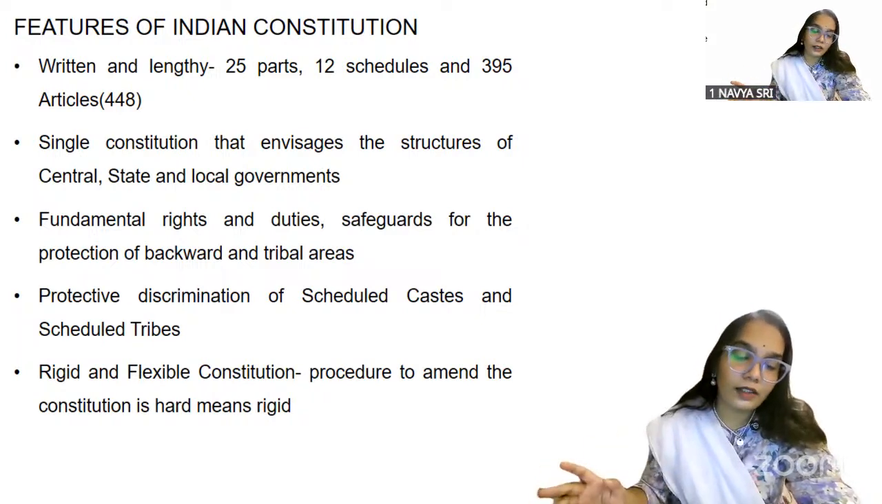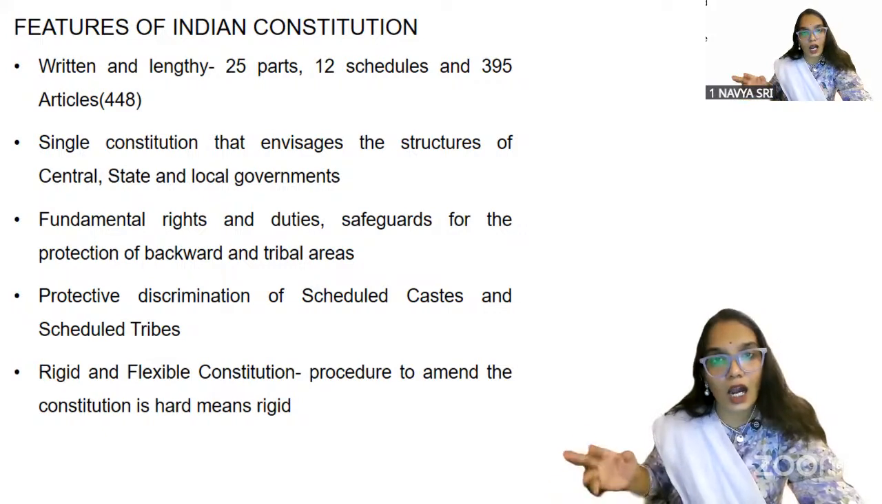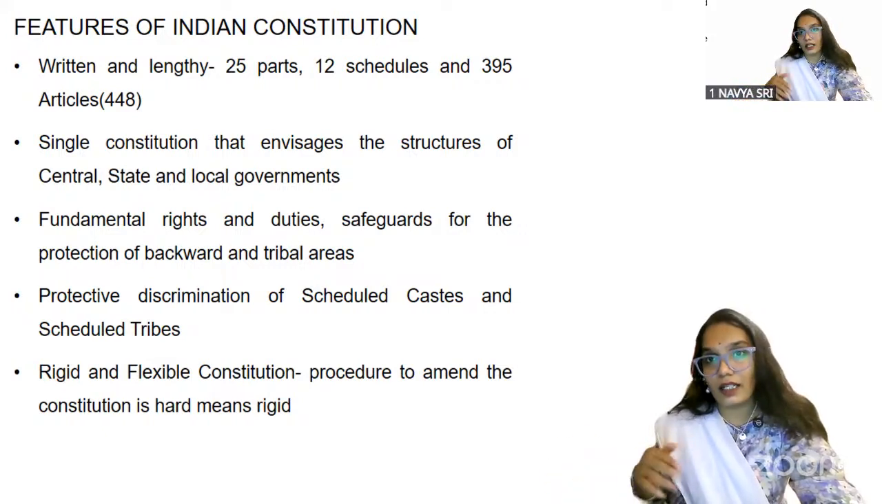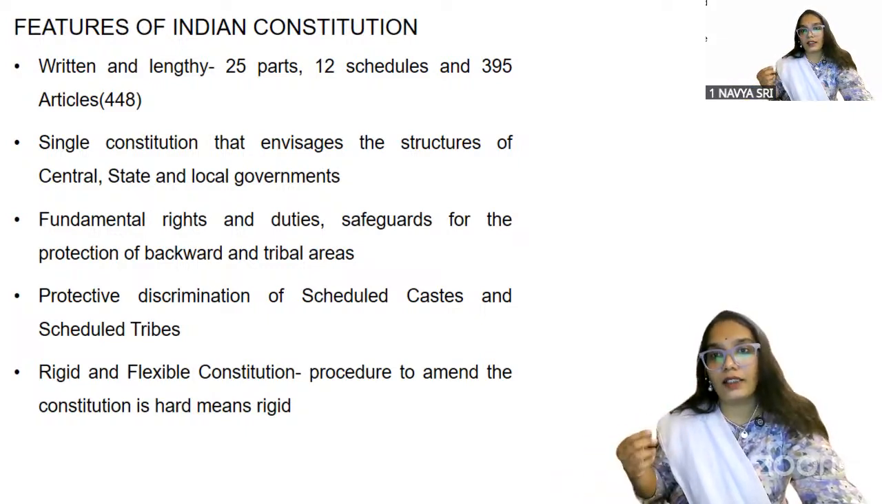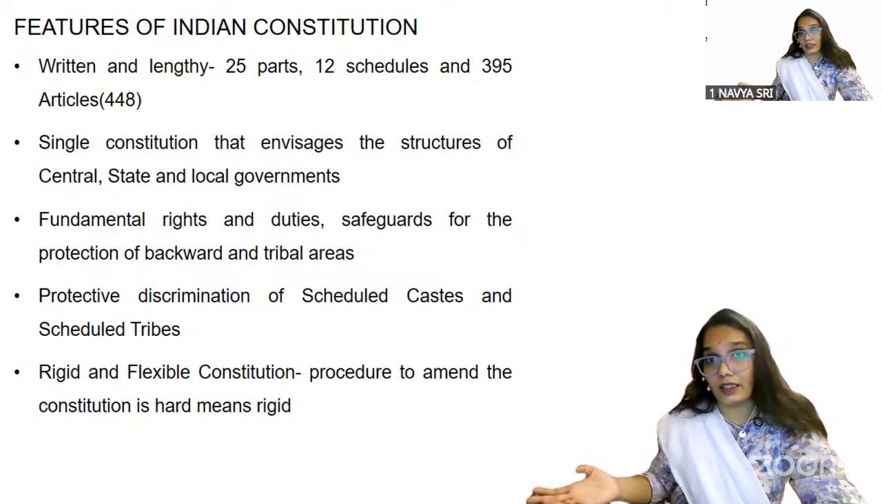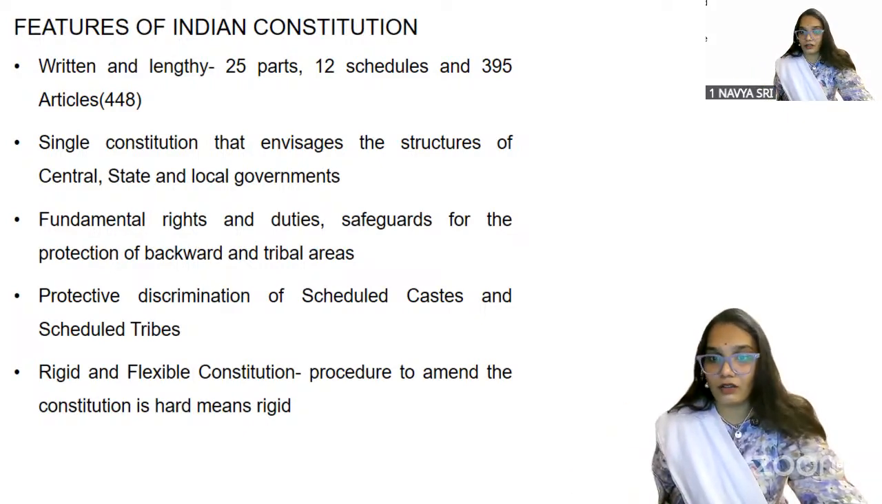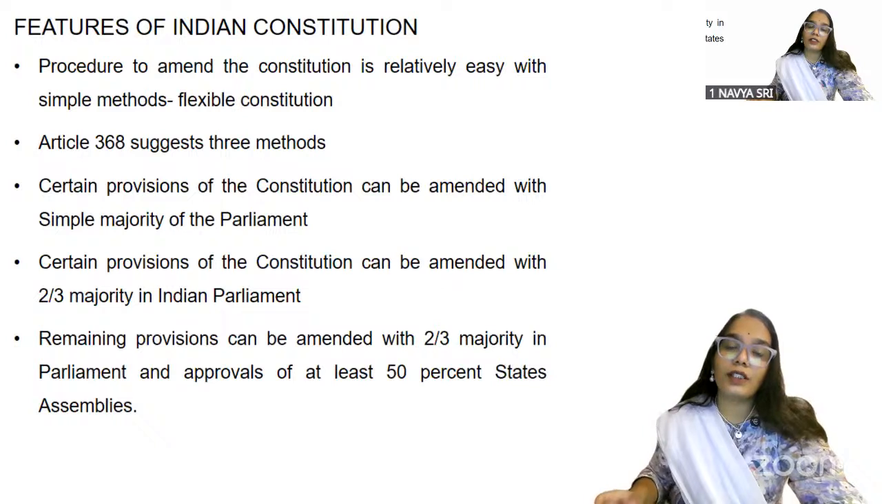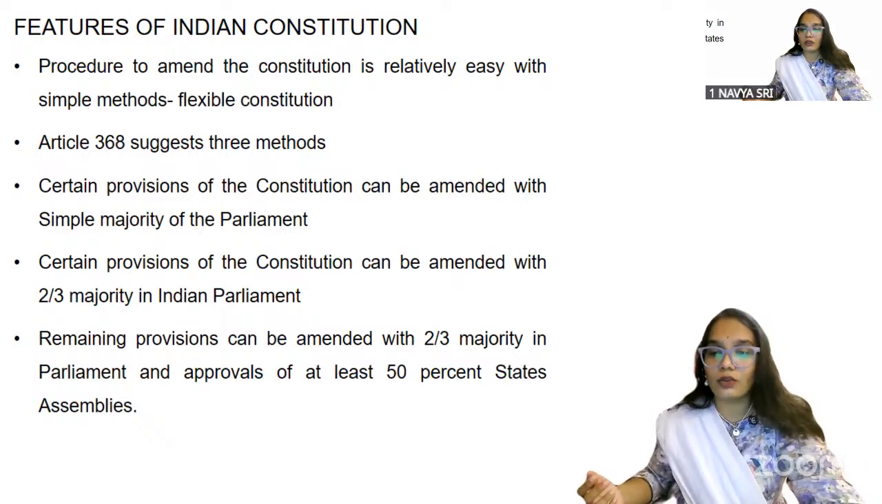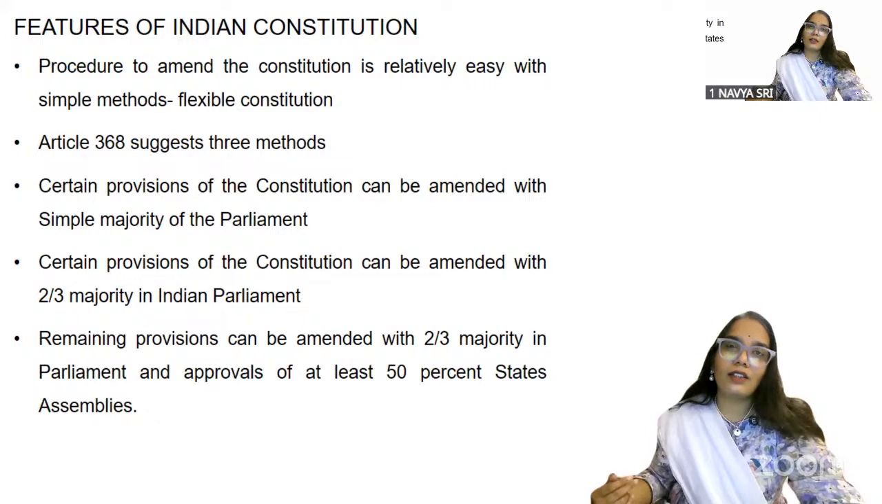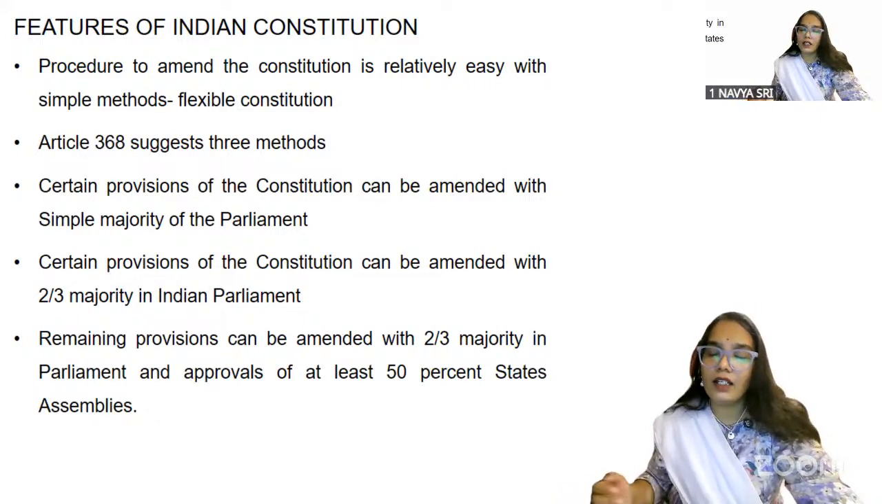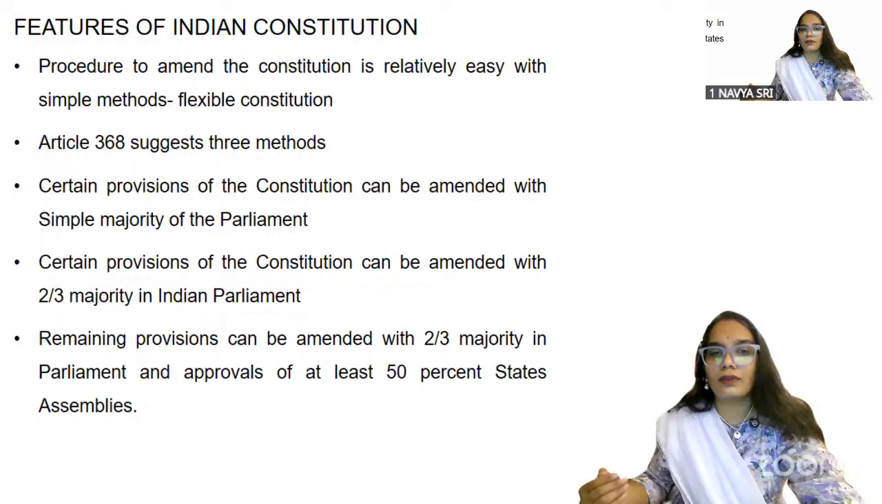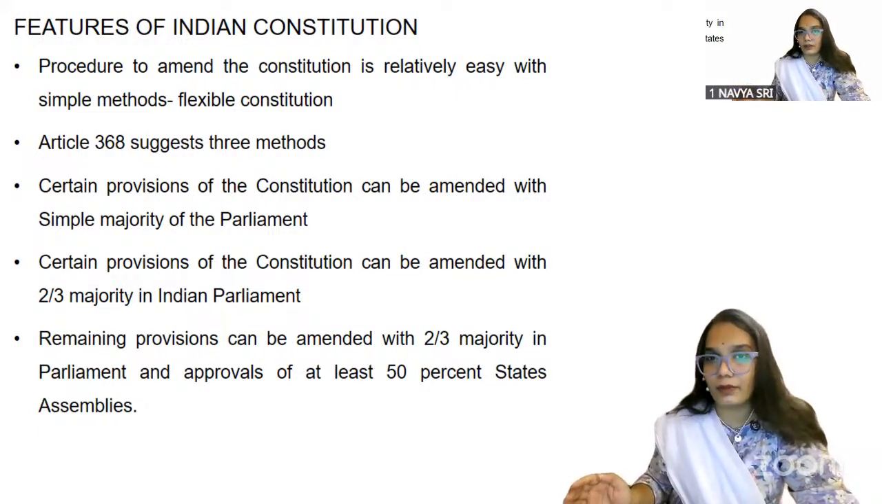This can be seen in certain features. Some features are very hard to amend, requiring a special majority of members present and voting, and then ratification by 50% of the states. This could be termed a rigid feature of the Indian constitution, whereas procedures which are easily amended through a simple majority or just present and voting, and need not be ratified, could be termed a flexible or semi-flexible constitution.